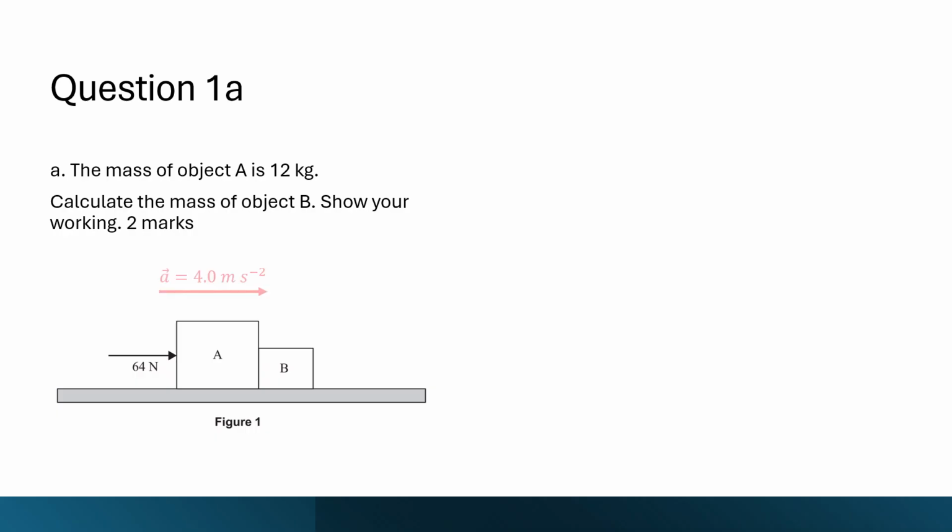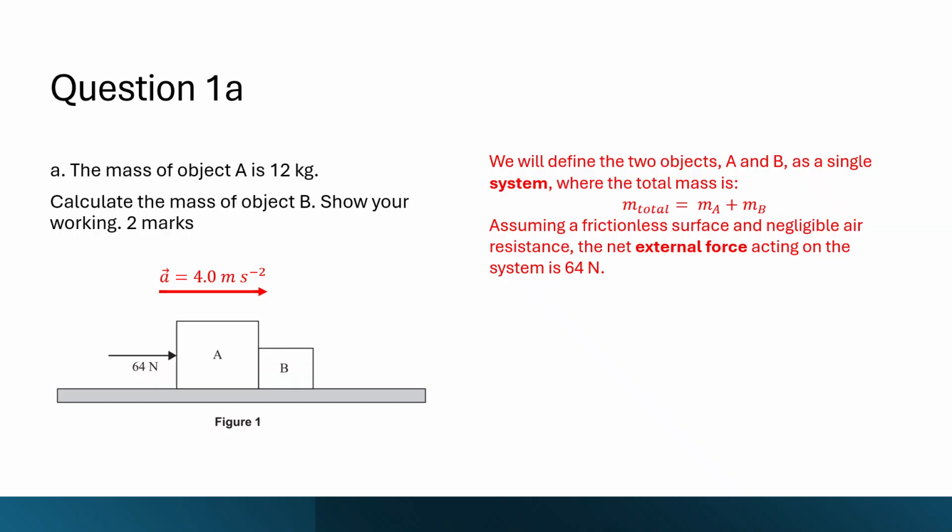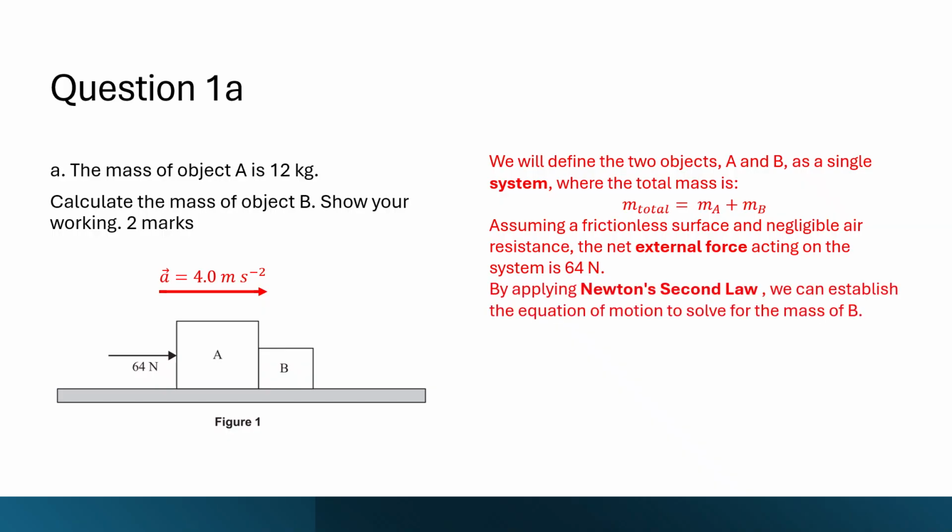We will define the two objects, A and B, as a single system. Assuming a frictionless surface and negligible air resistance, the net external force acting on the system is 64 N. By applying Newton's second law, we can establish the equation of motion to solve for the mass of B.